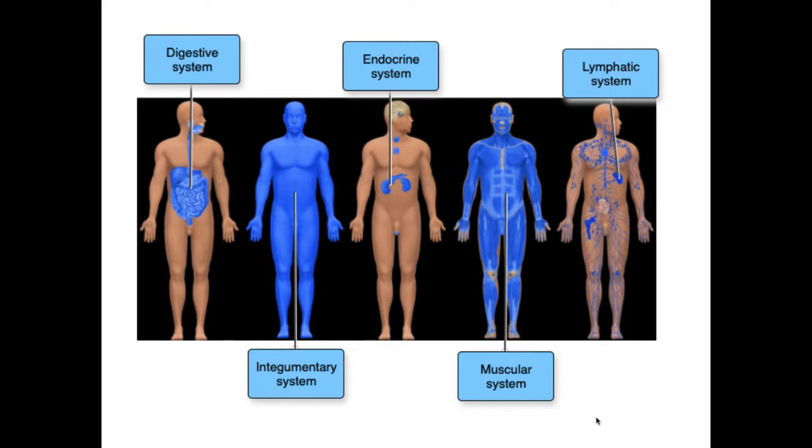Second picture to the right, integumentary. That is the skin, the hair, the nails, everything on the outside of the body is the integumentary system. And it should get a lot of attention because the first line of defense of your immune system is the skin and the hair and the nails. It keeps things outside of the body.